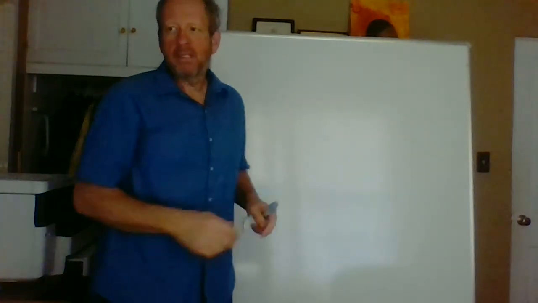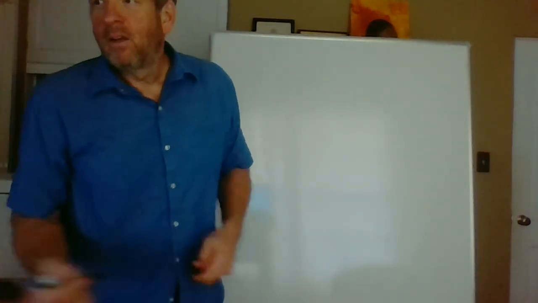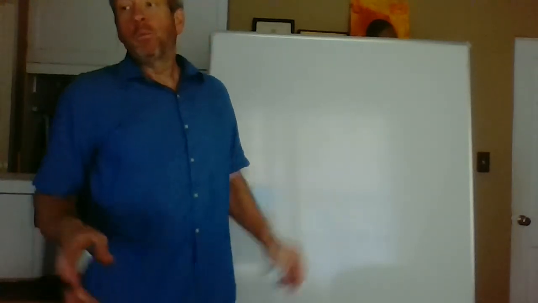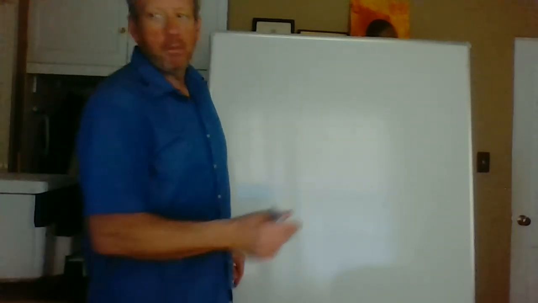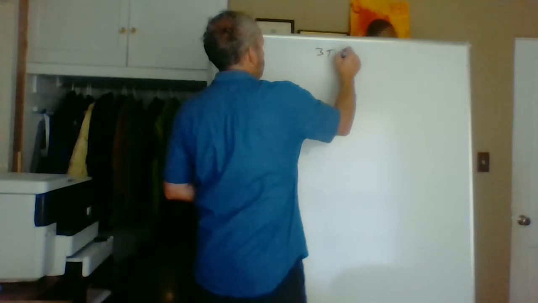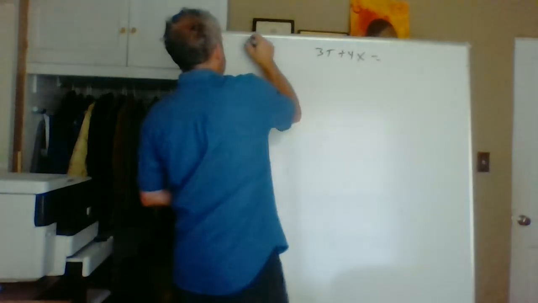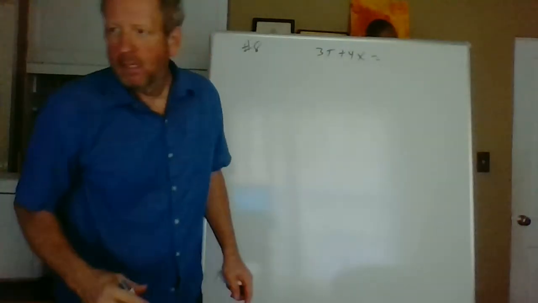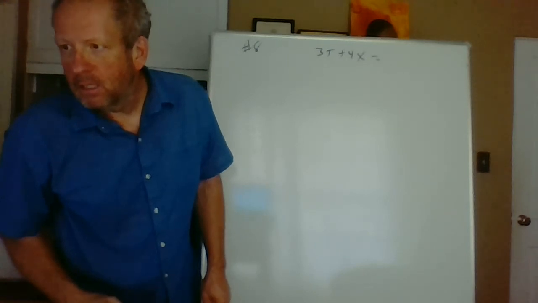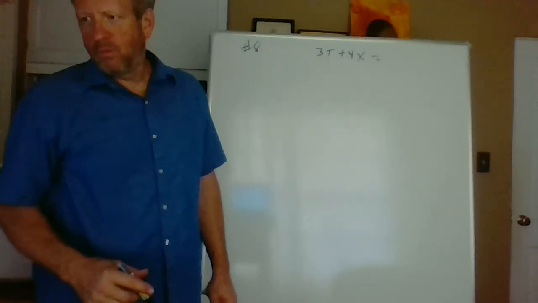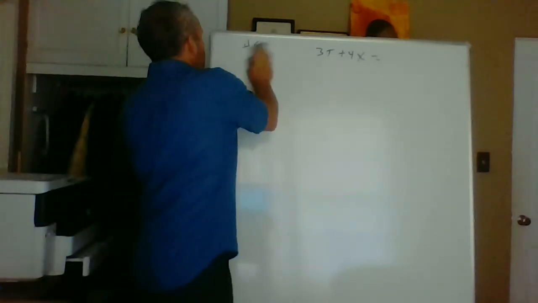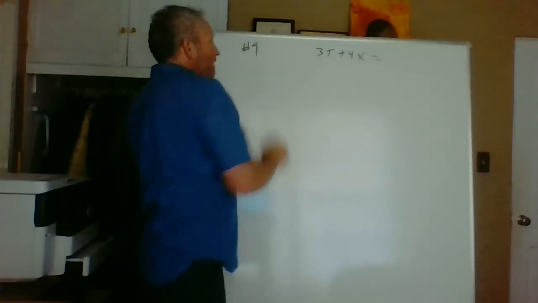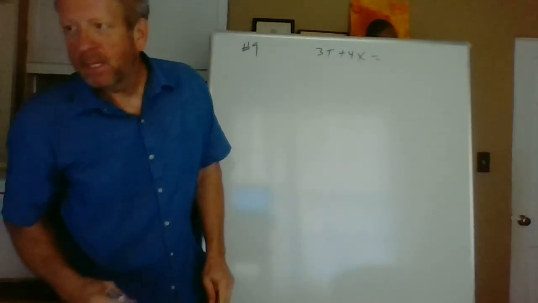Okay, number 8. Solve for t. Now, we're going to have a little breather here, not so bad, 3t plus 4x. So this is number 8. Oh wait, there's number 9. Hey, I'll do number 9, and I'll come back to number 8, just because I already got it halfway written down. So number 9 equals 3r.